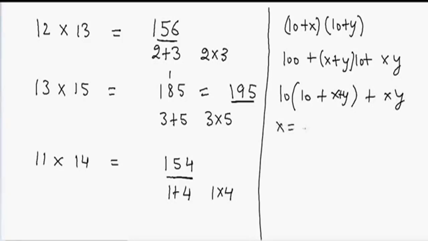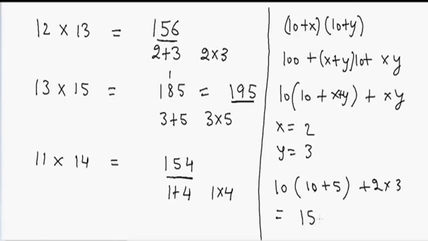So if x is equal to 2 and y is equal to 3, you can see it will be equal to 100 plus 10 into 5 plus 2 into 3. So that will give me 15 and then 6. So it will go to the tens place. That's how this trick works. However, sometimes it's very handy when we are doing faster calculation.